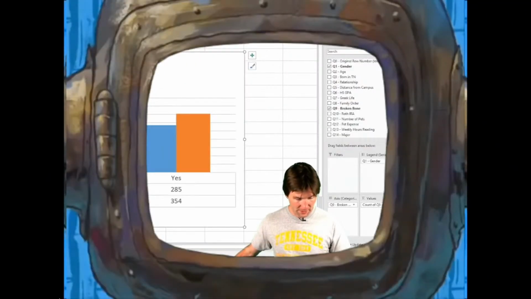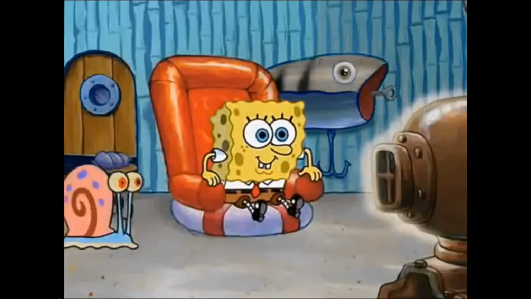Go to design and quick layout. And that's my quick layout. It's my favorite one. You know, it's got the chart title, it's all this stuff. I think I'll show this again real quick. It's got all these options, it's got so many cool things, it's so nice.